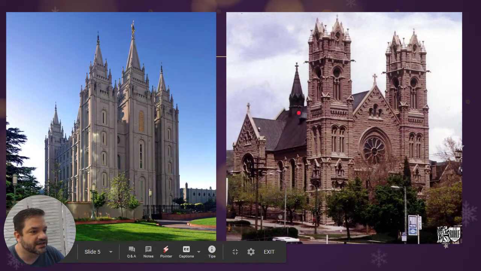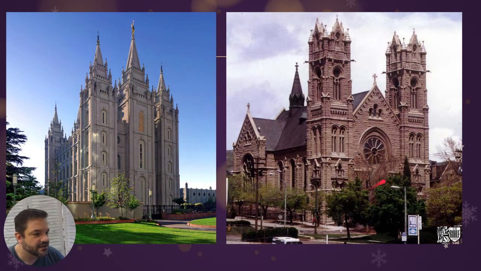Now, here is the Catholic cathedral in Salt Lake City, and this is the Cathedral of the Madeleine. Hopefully you can see the similarities and the differences. Okay, so this one obviously is a little more boxy. This one is cruciform. Okay, this one's rectangular. This one is shaped like a cross.